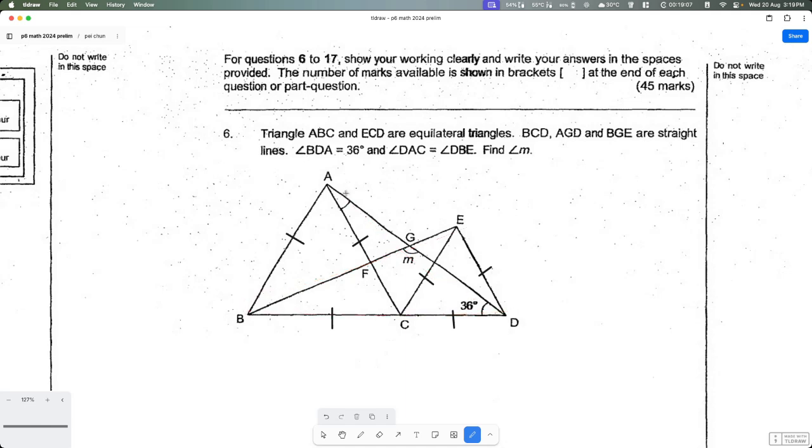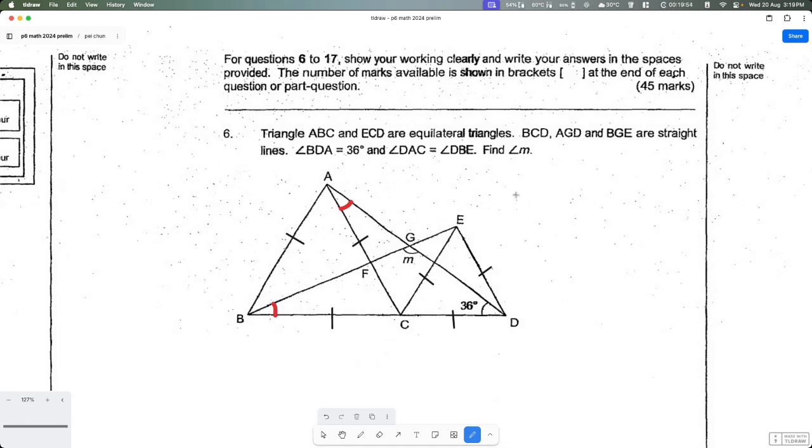So BDA is 36, and DAC is equal to DBE. So DAC is equal to DBE. All right. So find M. So let me just highlight DAC is equal to DBE in this case over here. Okay. Find M. All right, so what we need to do is get DBE. So we get this red line over here, and then also we can get M by just having 180 minus 36 minus this angle, and then we get M.